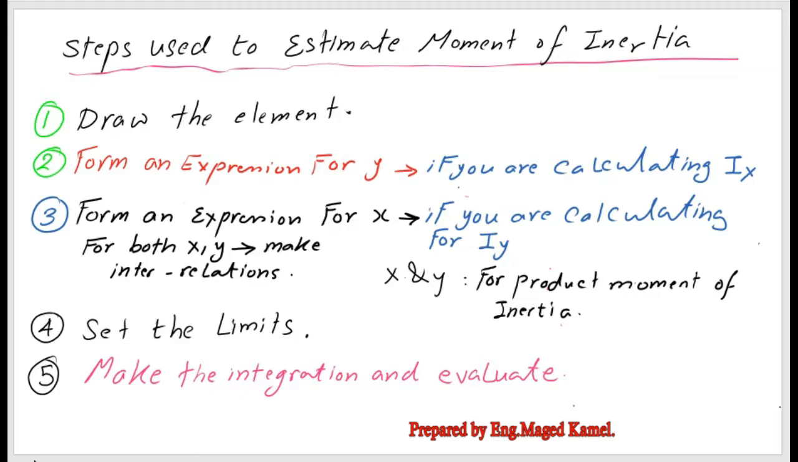What are the steps to estimate the moment of inertia? First, we draw the element to know what is the shape of that element, either rectangle, triangle, trapezoidal, etc. Number two, form an expression for dA by introducing the strip, and we will find out whether this is a horizontal strip or vertical strip. What is the relation between x and y? This is the third step. Write the expression for both x and y and make an interrelation between them.